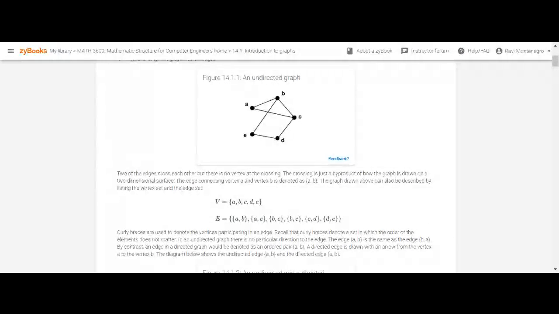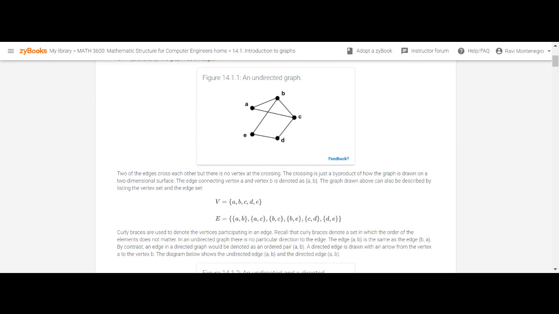But in the figure right here, A, B, C, D, E are the vertices, and the edges are represented by pairs of elements. For example, A and B are connected to each other. So if you look down at the set E, you see AB. A is connected to C, so we see AC. A is not connected to D, so AD is not listed in that set.